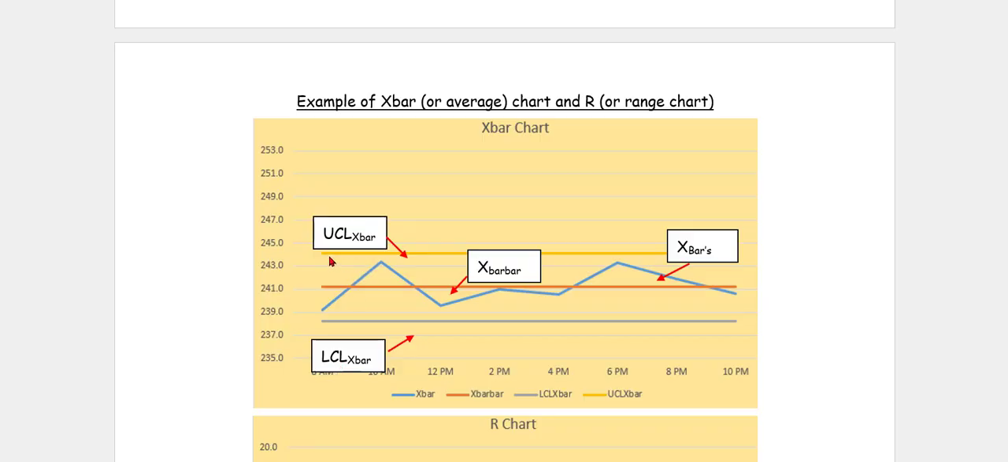Up here is the upper control limit for the X bar. Here is the X bar line, which is really right here, and that simply is the average of the averages. And finally, these are the individual X bar or average recordings over each 2 hours, as you can see here. It's not always 2 hours. It could be 1 hour, it could be 30 minutes, it could be 4 hours. You have to decide that based on the sensitivity of your equipment and the process.